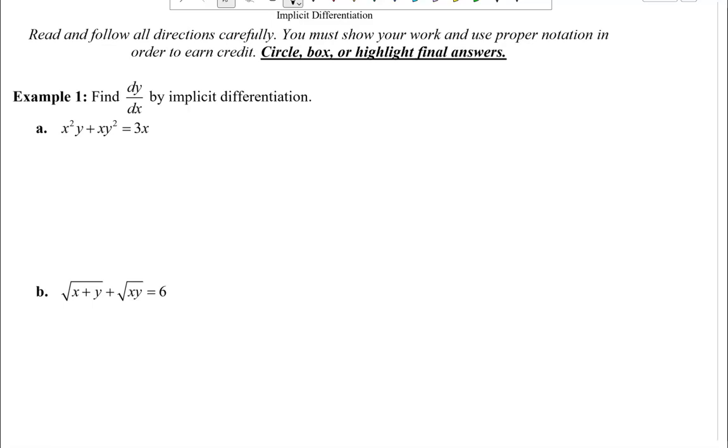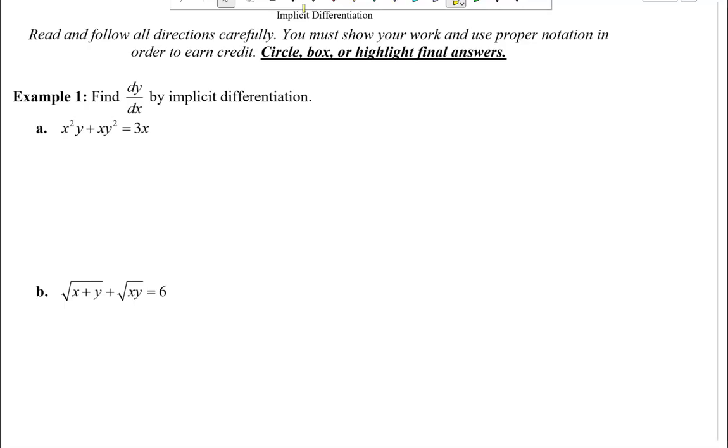In this video, we'll be working on implicit differentiation. Let's jump right into example one and explain what's going on with respect to that first example. So we're being asked to find dy/dx by implicit differentiation. Part A: x squared y plus xy squared equals 3x.